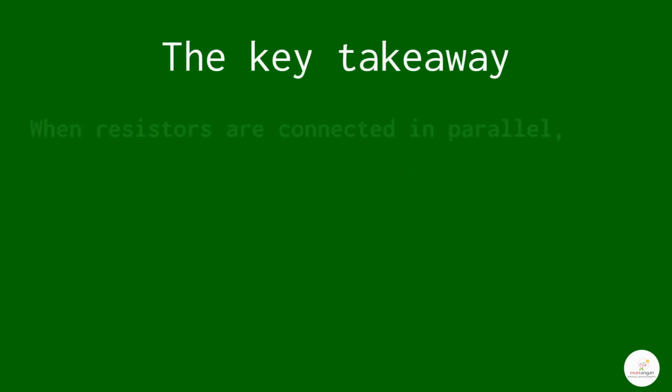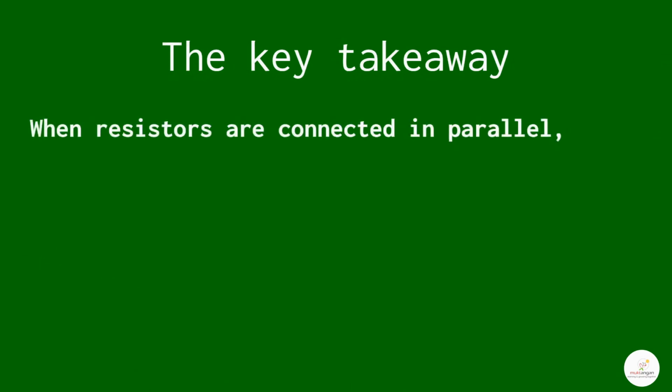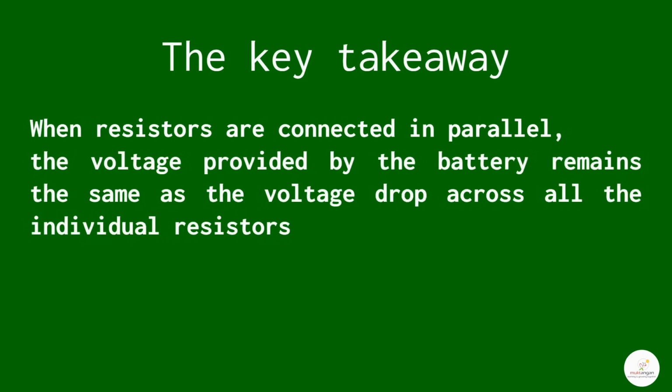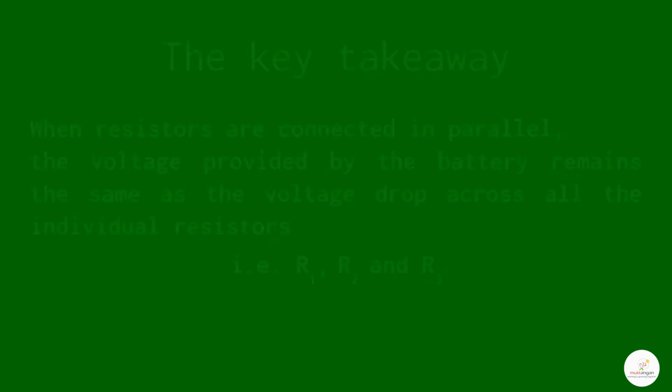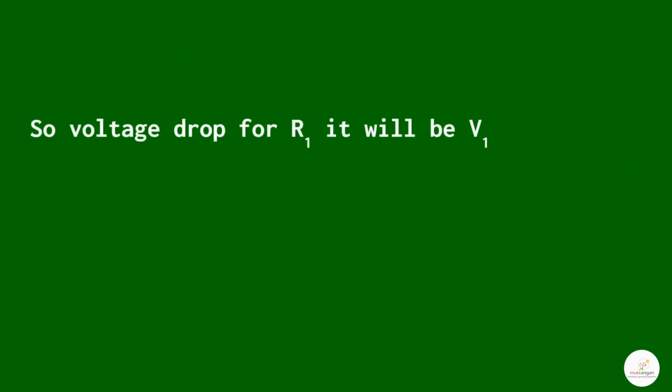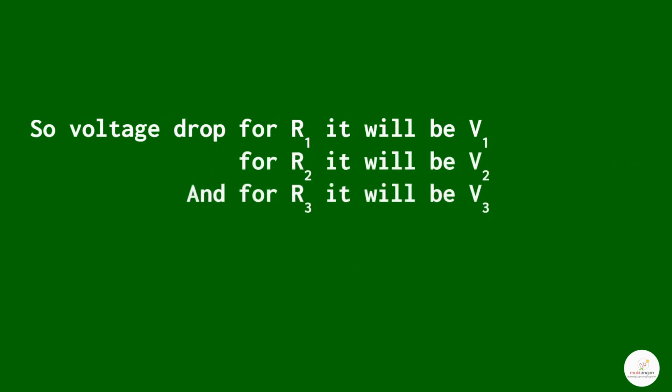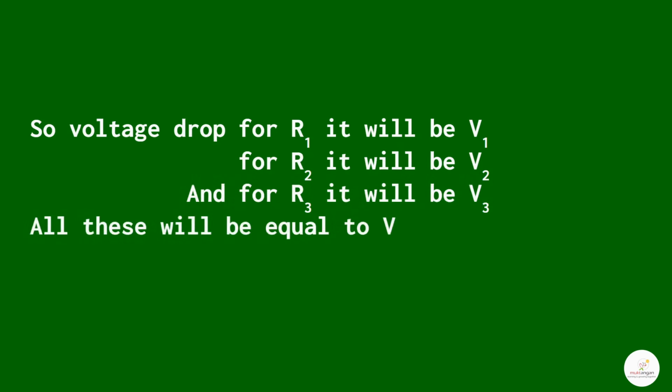So what is the key takeaway here? When resistors are connected in parallel, voltage provided by the battery is the same as the voltage drop across all the resistors, that is R1, R2 and R3. So voltage drop for R1 will be V1, for R2 will be V2, and for R3 it will be V3, and all these will be equal to V. That is, V1 will be equal to V2, which will be equal to V3, and all these 3 will be equal to V.